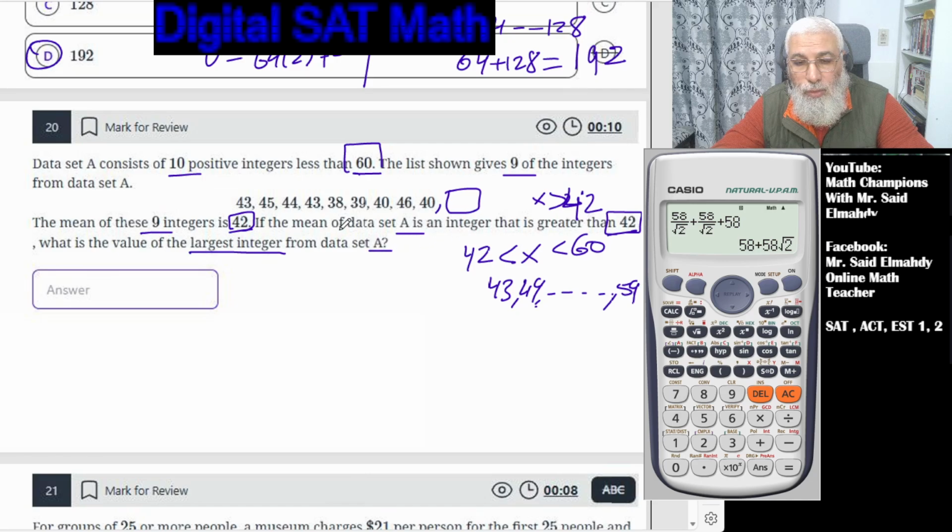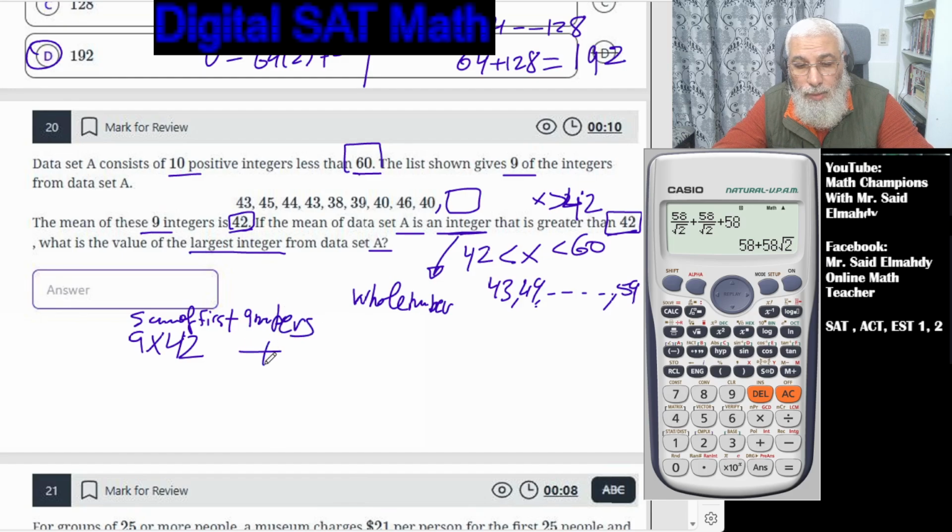Here it says the mean of dataset A is an integer. Integer means a whole number, positive or negative. So now the mean of these 9 numbers is 42. So 9 multiplied by 42, the sum of the first 9 numbers, plus the last number x, divided by 10 should be an integer, between 43 and 59.